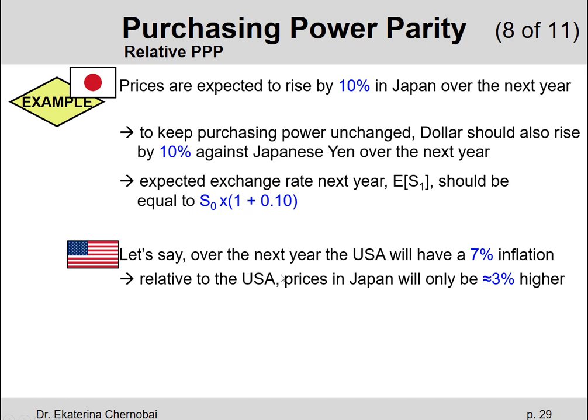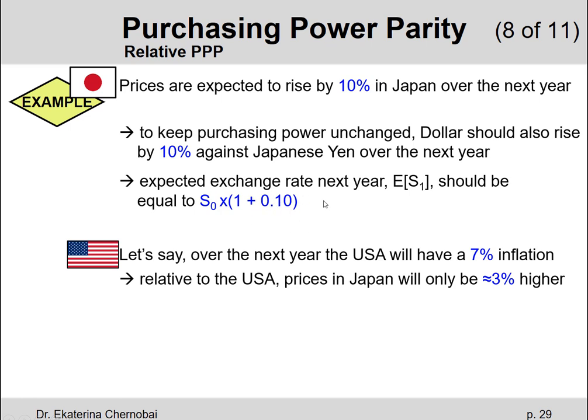Then, relative to the US price level in 1 year, prices in Japan will increase by about 3% more, right? And now it changes our conclusion about how the exchange rate should change so that you feel that your purchasing power is unchanged. You can still buy as much stuff with your money you bring to Japan. Now you do not need to hope that the exchange rate will go up by 10%.